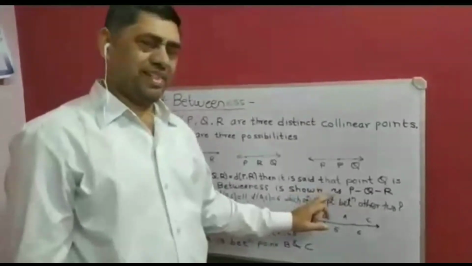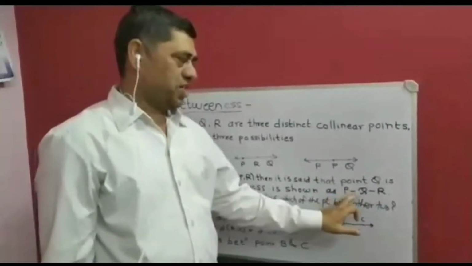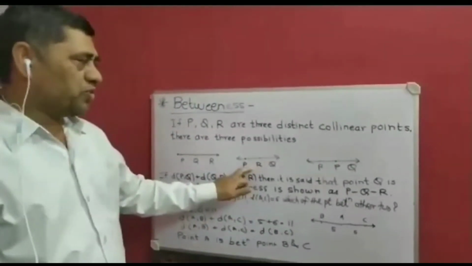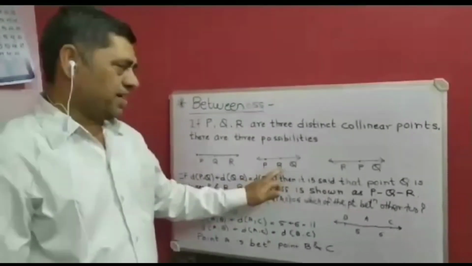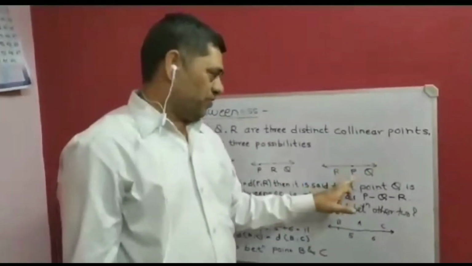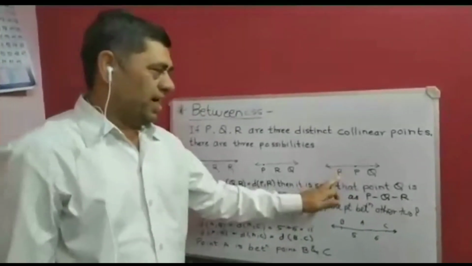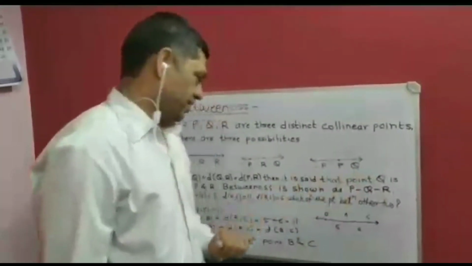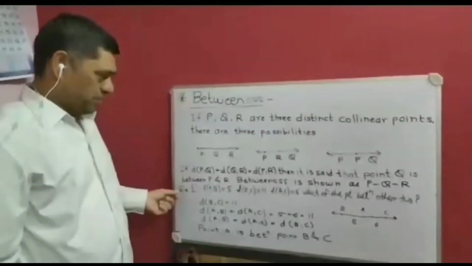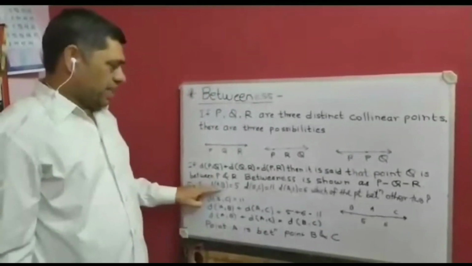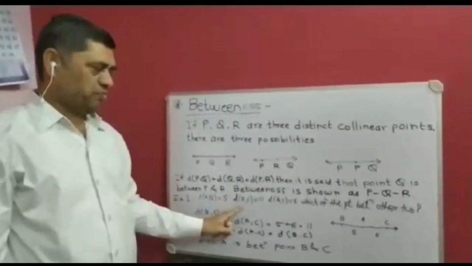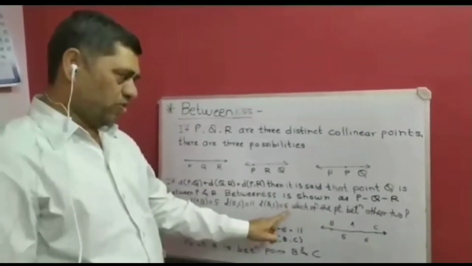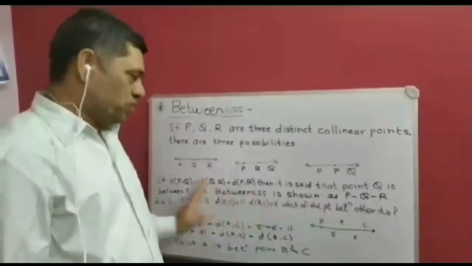Betweenness is shown with this symbol, that is P-Q-R for the first figure. For that, how do you write P-R-Q? From this figure, R-P-Q. So Q is between P and R. In this way, we take an example. In that, distance AB is equal to 5, distance BC is equal to 11, and distance AC is equal to 6. So which of the points is between the other two?